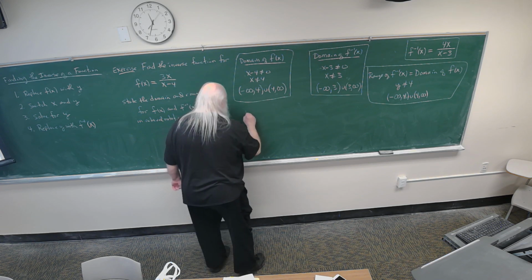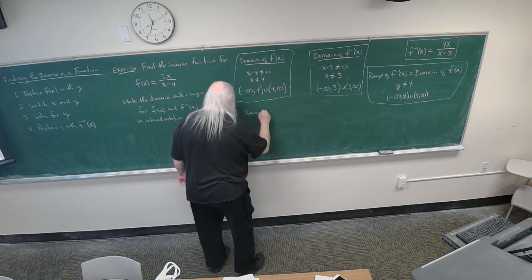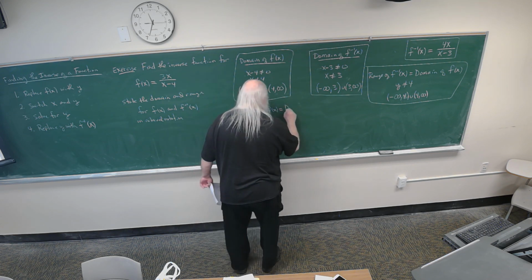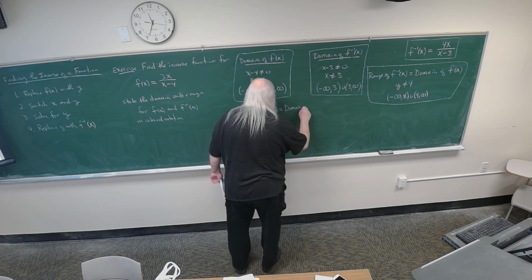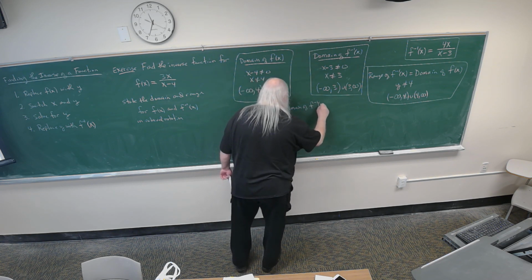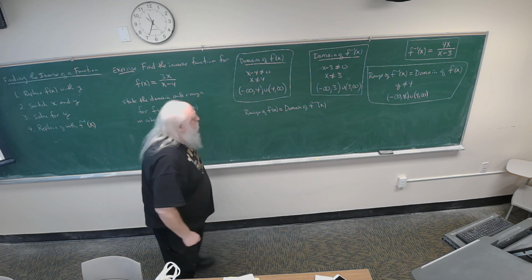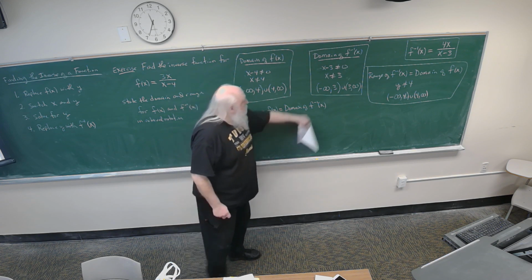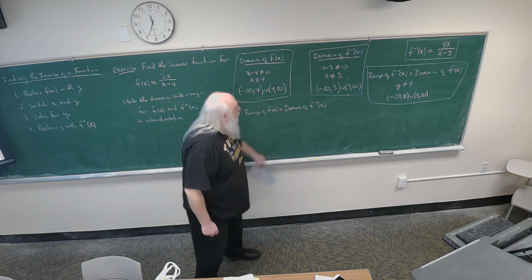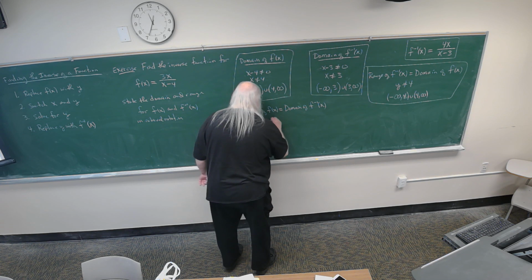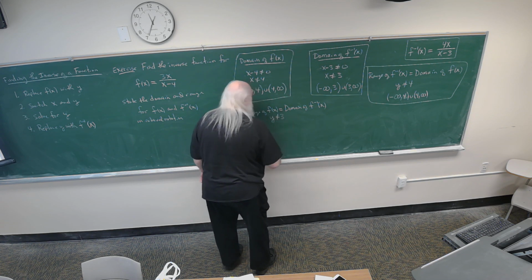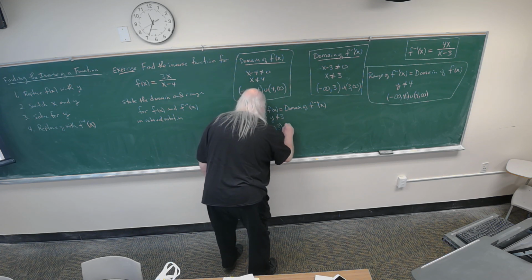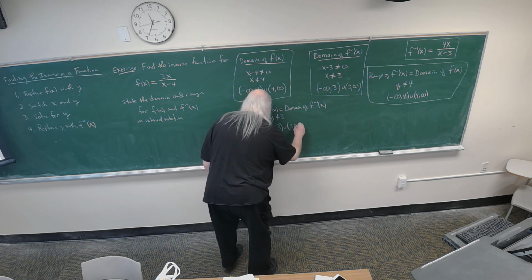And now we have the domain of f inverse, and that gives us the range of f of x, right? The range of f of x is equal to the domain of f inverse. Same set of numbers, except they apply to the variable y. y can't equal 3. And so in interval notation, we have minus infinity to 3 union 3 to infinity.